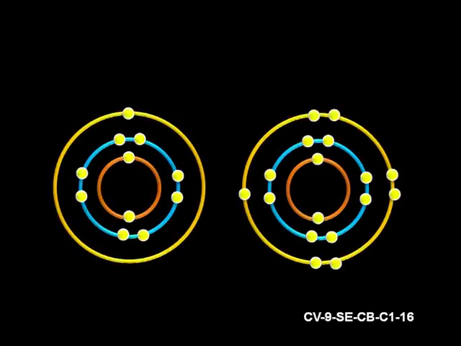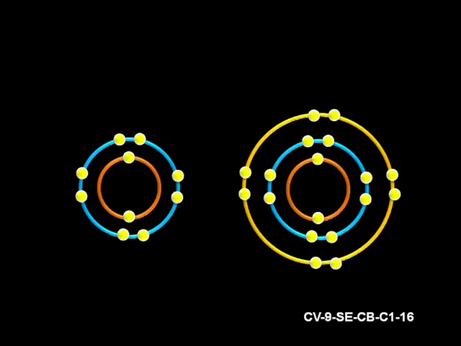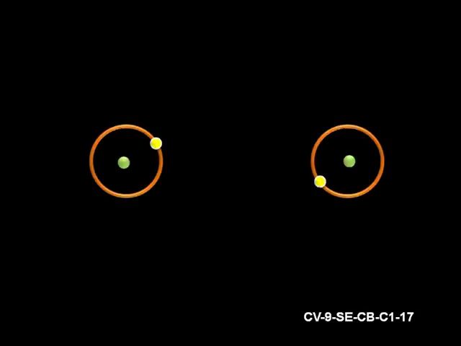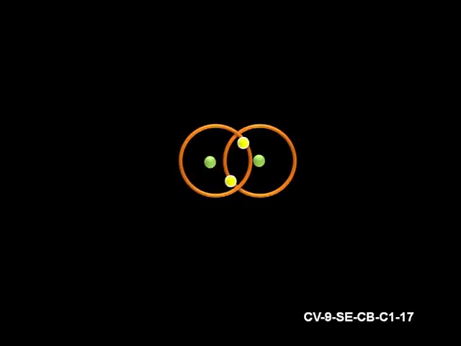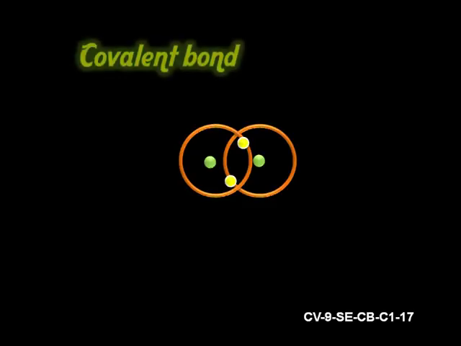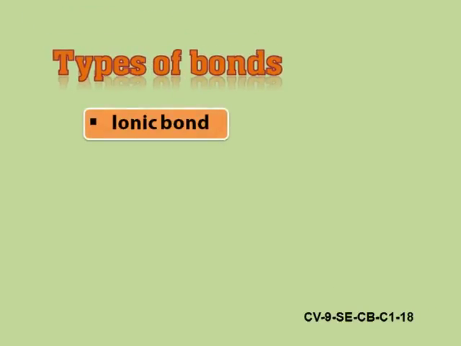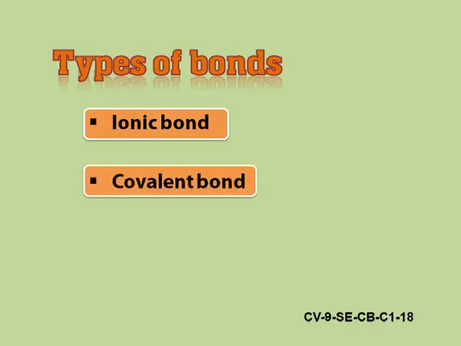Now let us understand how these bonds are formed. Observe this animation. An electron from one atom is transferred to another atom. Due to this, a chemical bond, ionic bond, is formed between these two atoms. Again observe this animation. Here an electron pair is shared between the two atoms. In this case also, a chemical bond is formed which is called a covalent bond. So the major types of bonds are ionic bond and covalent bond. However, there is another type of bond formed in metals called the metallic bond.